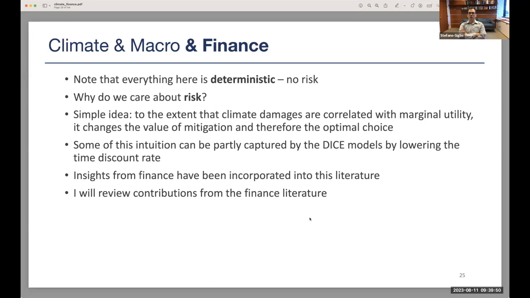And I think that the best way to think about this is really in terms of the discount rate, right? If you think that there's risk that matters for these policy decisions, it will matter through the discount rate. DICE models don't have a parameter to choose for that, so the only way is to kind of arbitrarily change the discount rate, okay? Finance gives you a good thought process to think about what the right discount rate should be, okay? So that's what most of this climate finance macro literature has been focused on, and I'm gonna focus on this today.